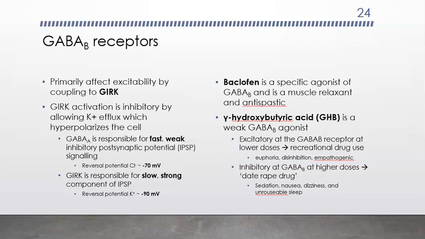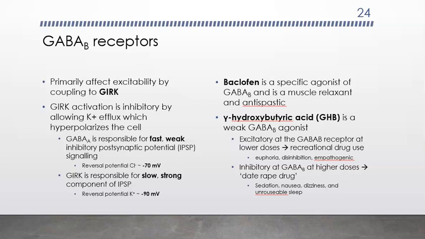Everyone, welcome back. In the last video, we talked about the GABA-A receptors, which are ionotropic. So in this video, we will be talking about the GABA-B receptors. Remember that the GABA-B receptors are metabotropic, and they are primarily inhibitory. So they're Gi receptors, right?